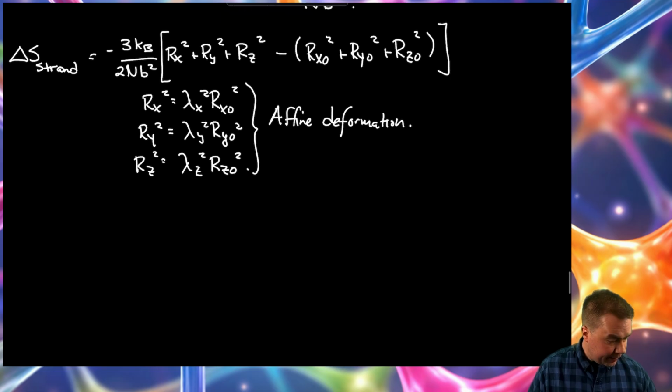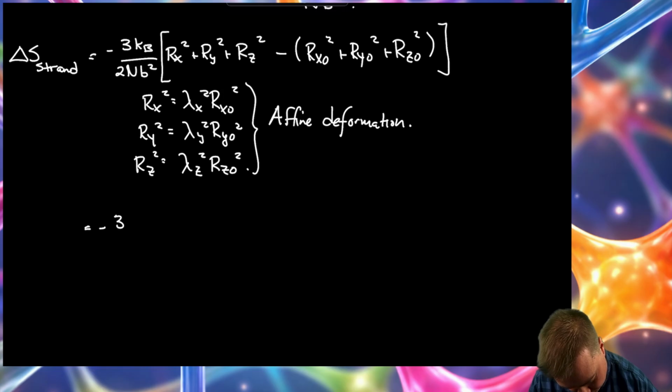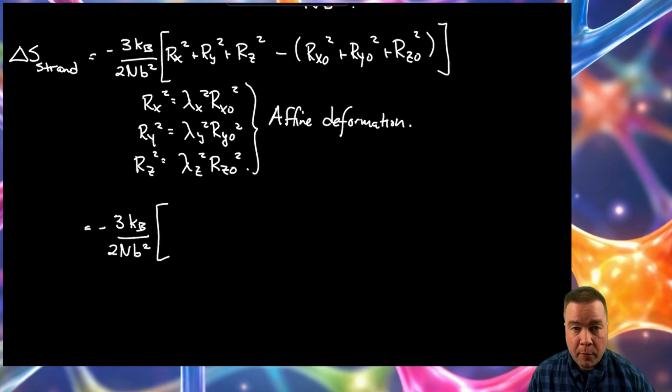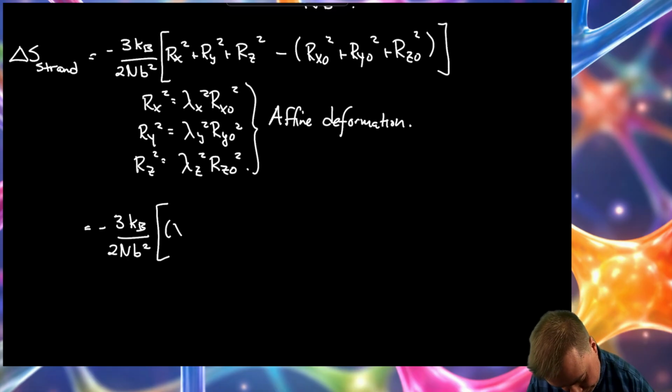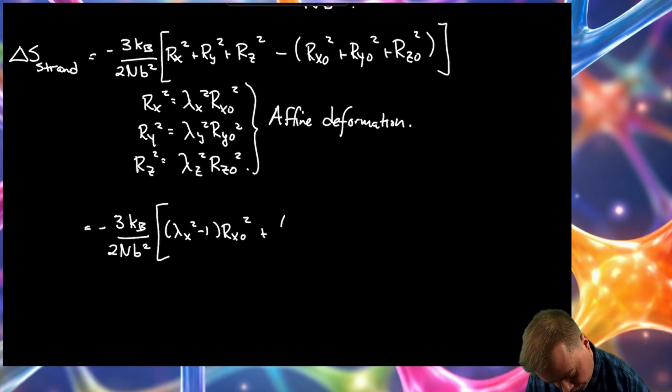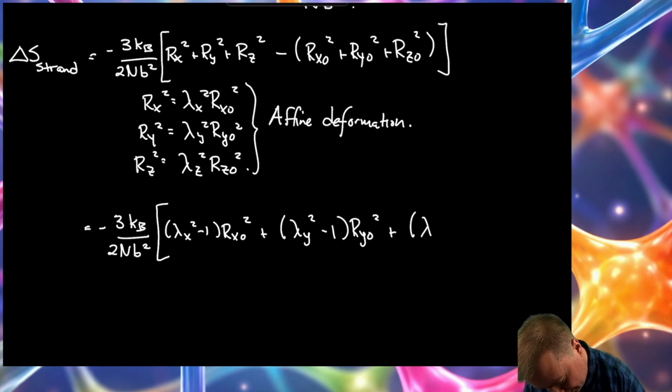Okay, and so we're going to simplify these, and I'm going to just write down what it is. So you have to do a little bit of algebra, substitute in, group terms. And what we end up with is that the change in the entropy of one strand of the network is minus 3 kB over 2 Nb squared, multiplied by, after we group the terms, we get lambda x squared minus 1, Rx0 squared, plus, and then the same thing for the other directions, lambda y squared minus 1, Ry0 squared, plus lambda z squared minus 1, Rz0 squared.